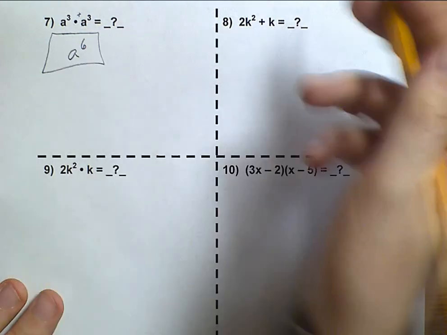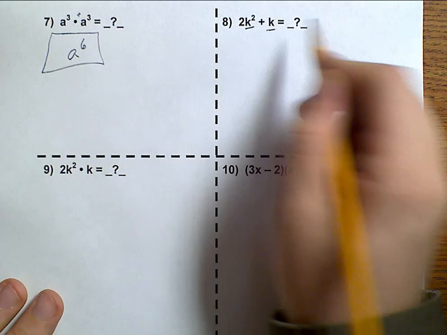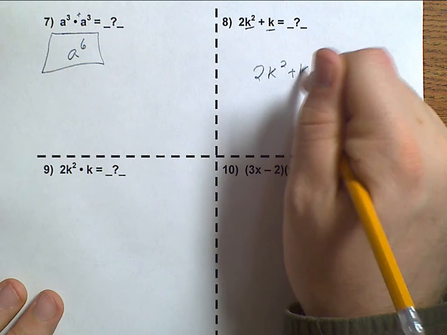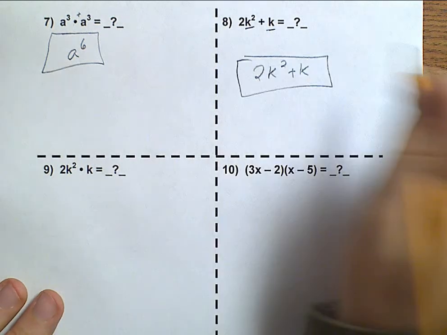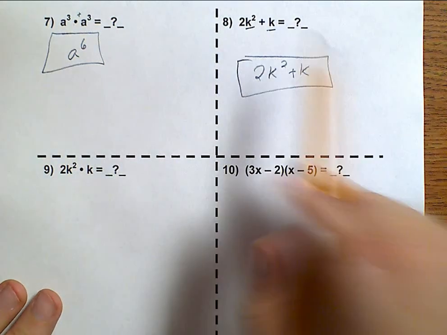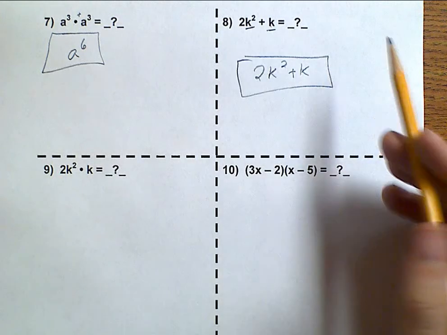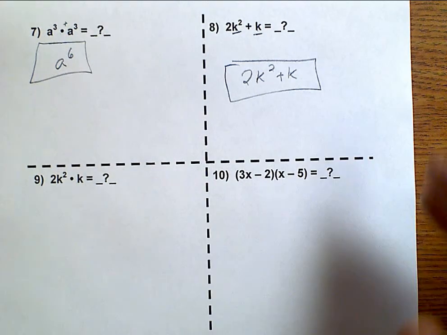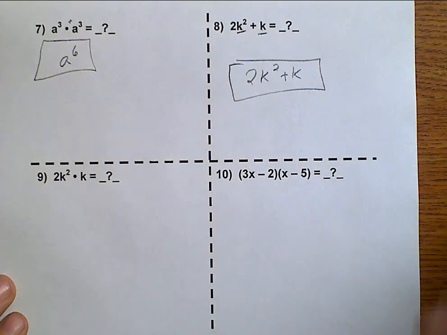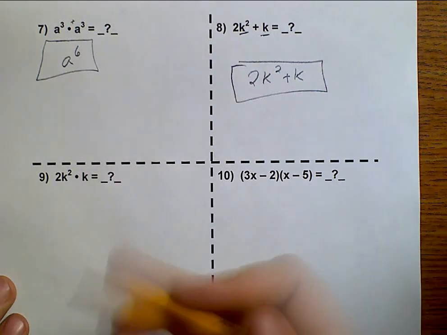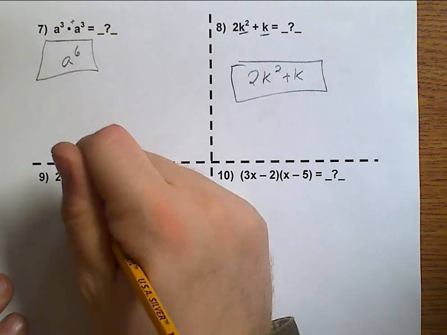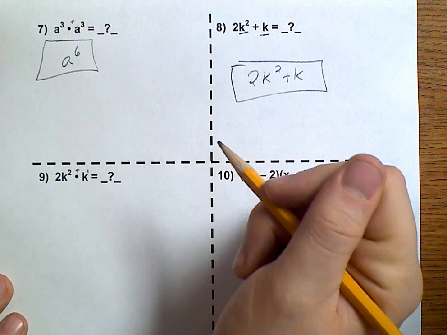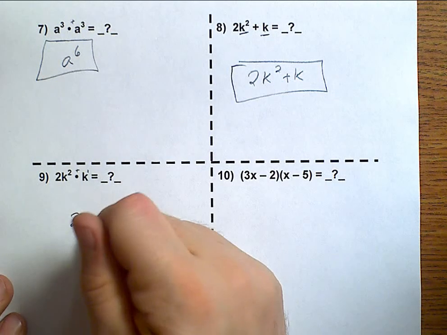Now number 8, k squared and k, they are different. They are not the same. And so it remains unchanged. Remember, your variables have to look exactly the same. The numbers in front don't have to match, but these variables do. Now when you multiply, it doesn't matter if your variables match, because what we're doing is we're adding exponents. If you don't see an exponent, the exponent is 1. So this gives us 2k to the 3rd.